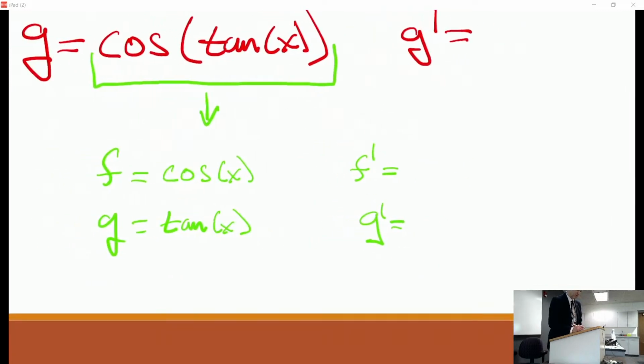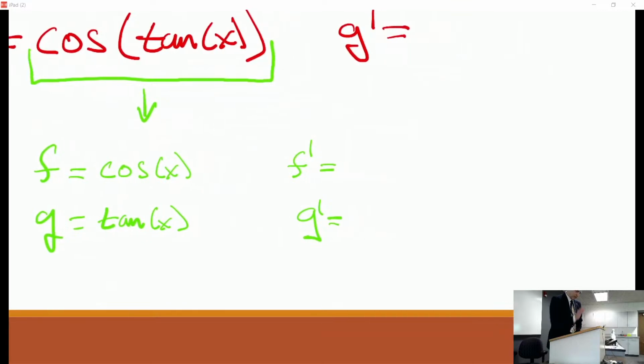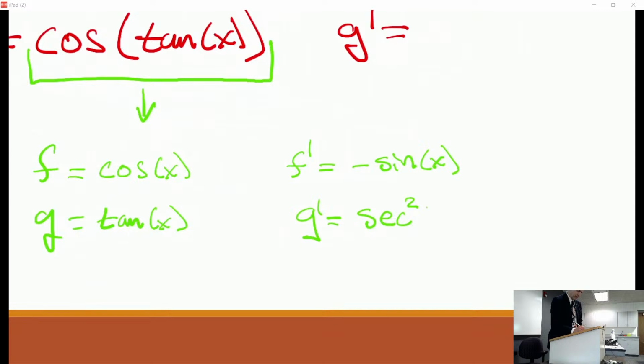So it's important that we write it all out like this. Don't worry, I'll explain why this is called the chain rule in just a sec. So these derivatives, those are easy. I won't bother you with these because you know that the derivative of cosine is negative sine. And I hope, because you got it right on the quiz, that the derivative of tangent is secant squared.